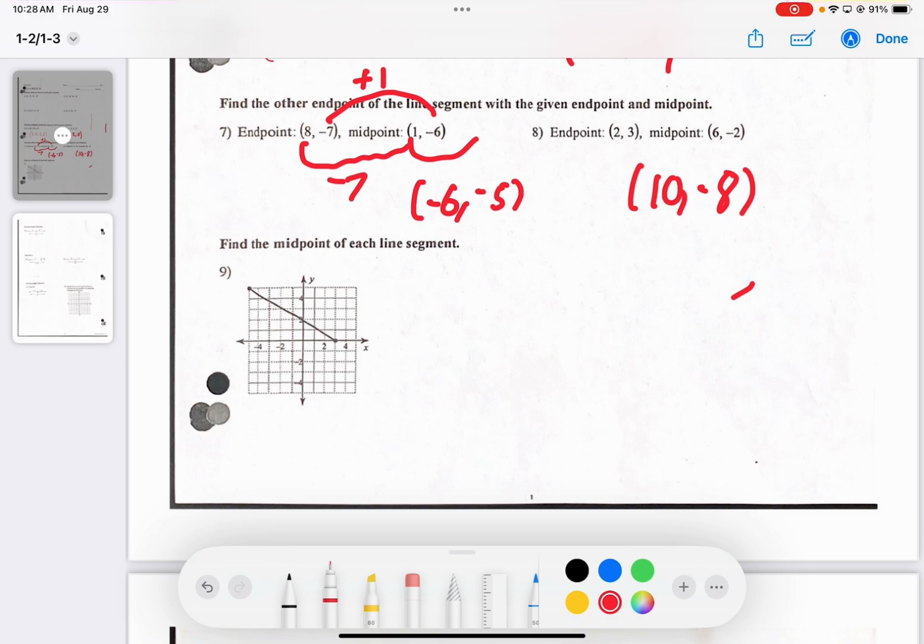Should be negative 7. Yep. It's okay. You said it so confidently, you confused me. So confidence is good. I'll take it. But the answer's wrong. 10, negative 7. That's what we're looking for. Okay? Otherwise, good job. All right.